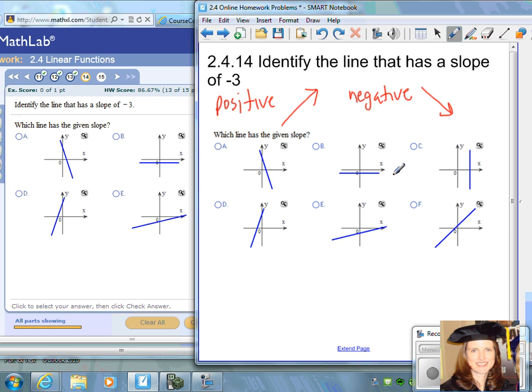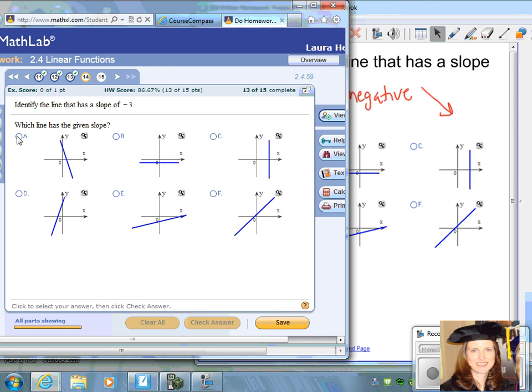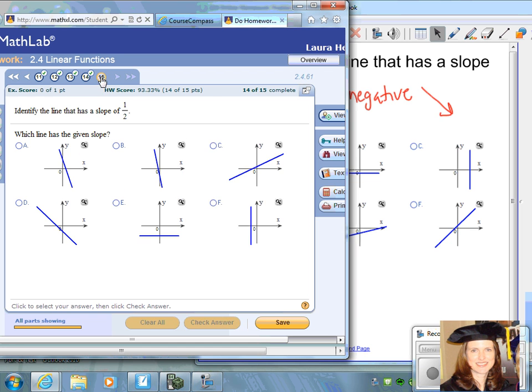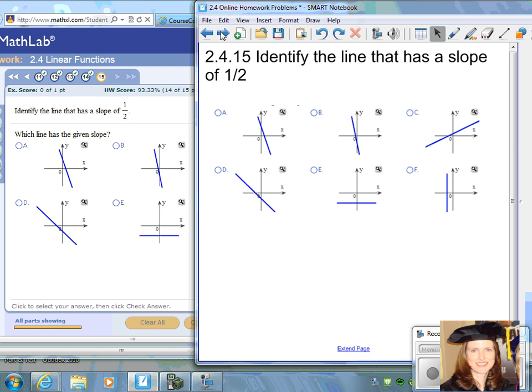Choice B is a horizontal line. That would be a slope of 0. Choice C would have an infinite slope. Choice D would have a positive slope. Choice E and F, they would all have positive slopes. Notice that they're all going up the page from left to right. So the correct choice here is A. Let's check our answer. Good job.